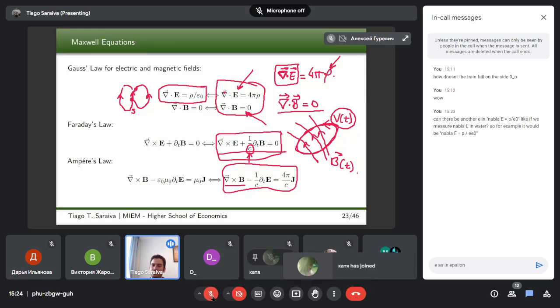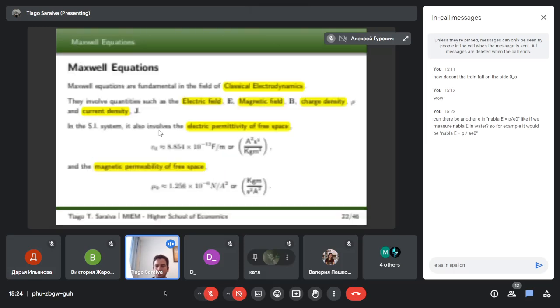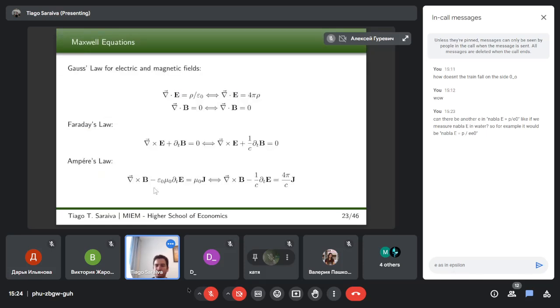I think you want to know if we are not in vacuum, right? As I think I put in the previous slide, this is the permittivity of free space. It means this works in vacuum. These constants here are in vacuum. But if you are in a medium, these constants will change, right? So this is a good question. This epsilon zero appears here, and mu zero appears here. This is in SI units.